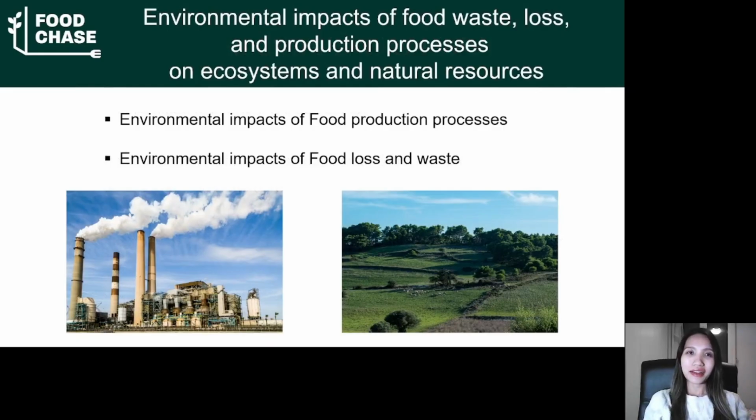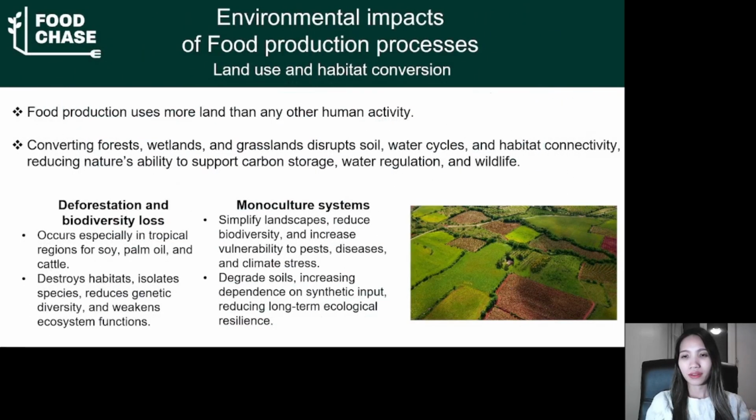This lesson is about the environmental impact of food waste, loss, and production processes on ecosystems and natural resources. Firstly, we will analyze the environmental impact of food production processes. The first thing that we have to consider is land use and habitat conversion. Food production uses more land than any other human activity.